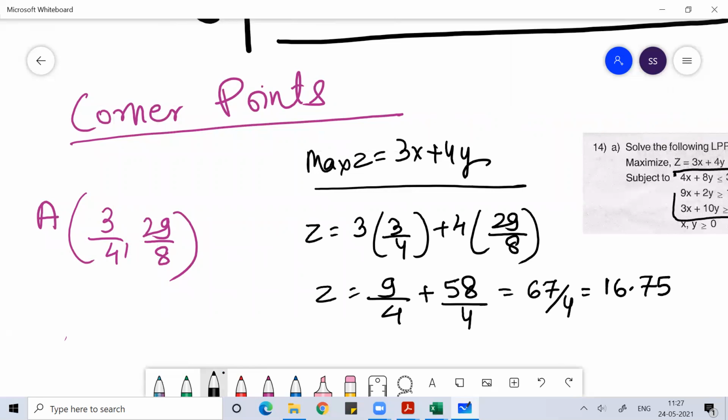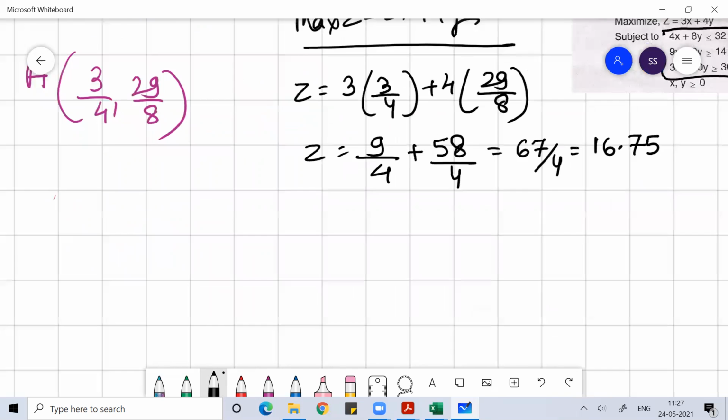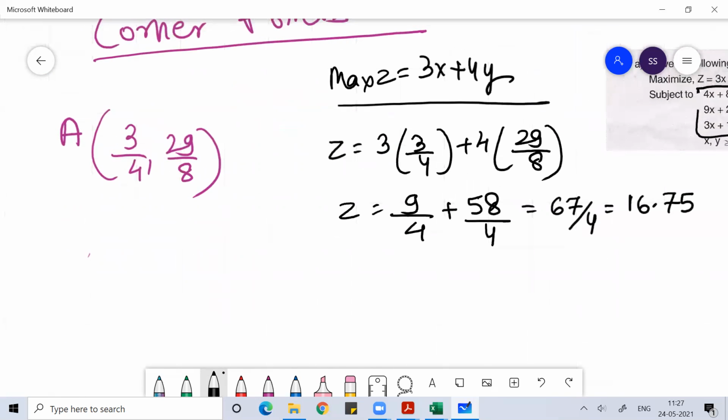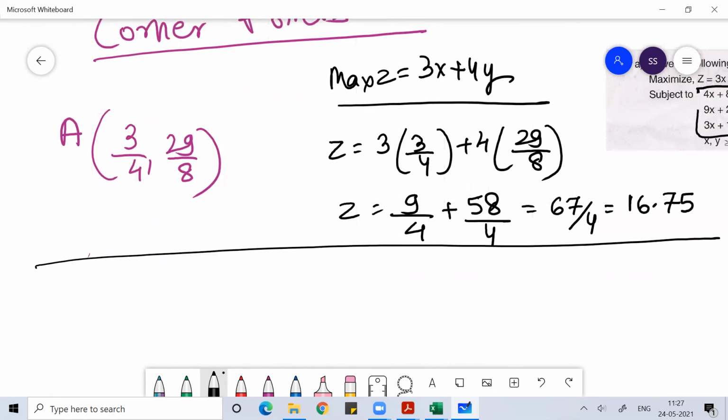Just confirm this. This is 9 by 4. This is 2 by 4 if I write. So 29 2s are 58. 58 by 4. So this would be 67 by 4. So this is 1, then 27. 27 means 6, then 30. 30, 16.75. So if you put this value of A, then the Z you got is 16.75.